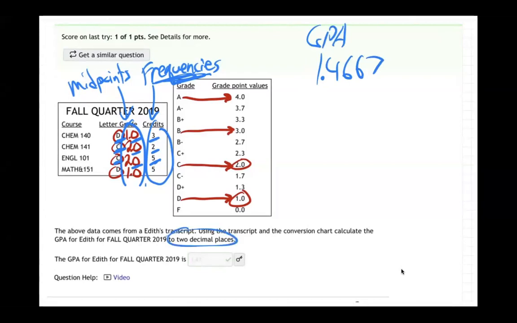Sometimes they don't mean it. This time they really mean it. So how do you round to 2 places? Well, it means you're going to stop right here in the second place. You look to the right. If that's 5 or more, you go up. So it's 1.47. That's her GPA, 1.47. So there we go.